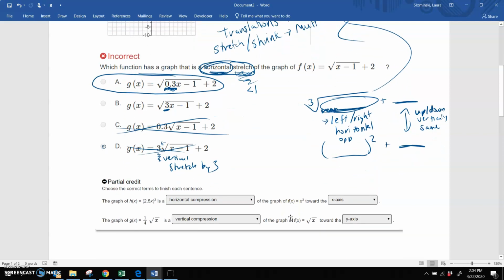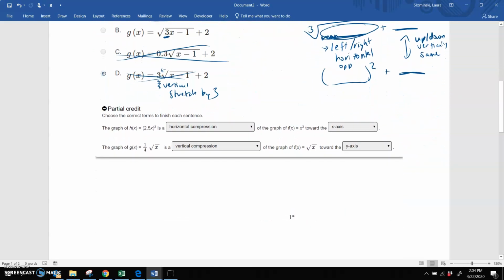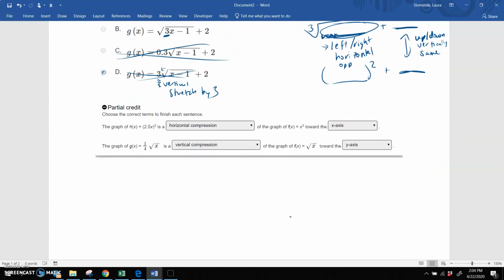Okay, so that moves it to the next one. The graph of 2.5x squared, or x cubed, sorry. It is in fact a horizontal compression. It's inside, so it's horizontal. It's greater than 1, which makes me think stretch, but it's the opposite, so it's a compression. Sorry, I was using shrink above.